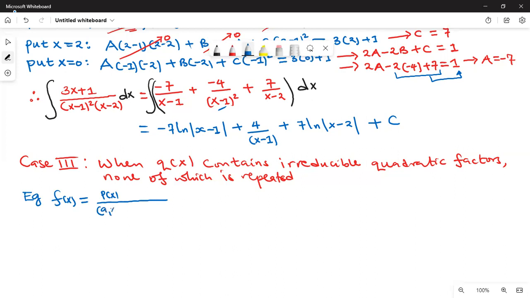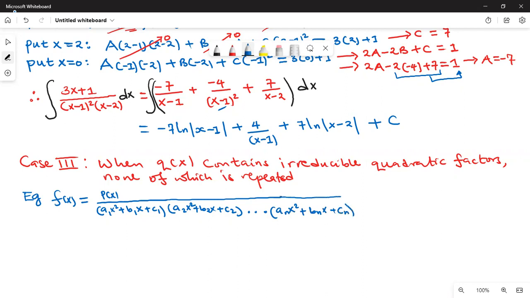A1 x squared plus b1x plus c1. Another one is a2 x squared plus b2x plus c2. There are so many of them up to the last one, an x squared plus bnx plus cn. Let's say we have such kind of quadratic factors in the denominator.